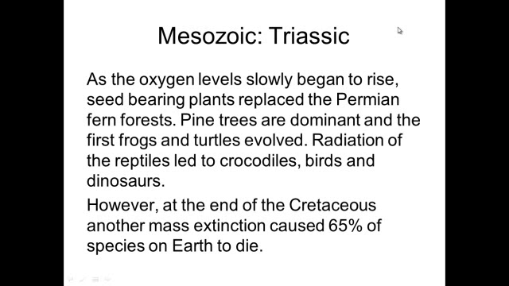So if you can imagine, pine trees, and then you're going to have fields of ferns. No grass anywhere. You have turtles and frogs and things like that, crocodiles. The reptiles radiated into the birds and the mammals. Okay, however, at the end of the Cretaceous period, there's another mass extinction. 65% of the Earth species die.